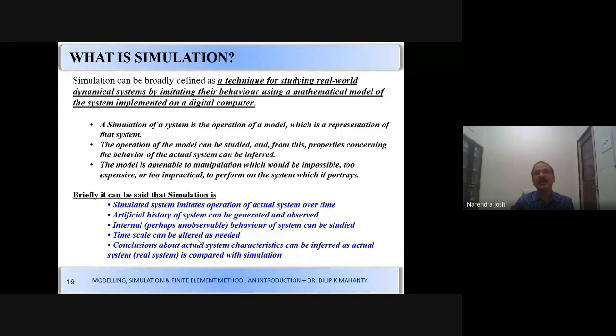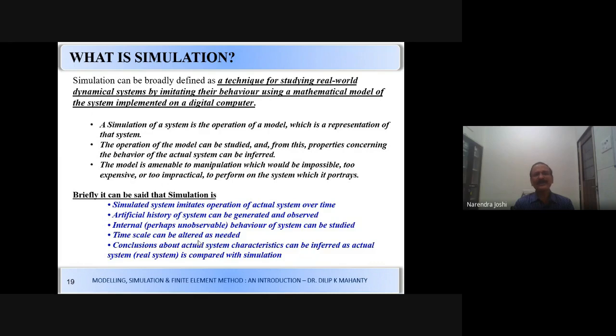Simulation of the system is the operation of a model, which is a representation of the system. The operation of the model can be studied, and from this, properties concerning the behavior of the actual system can be inferred. How they behave, how they interact. The model is amenable to manipulation, which would be impossible, or too expensive, or too impractical to perform on the system which it portrays. There are 3 important points you should remember.